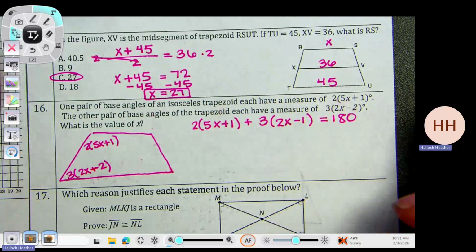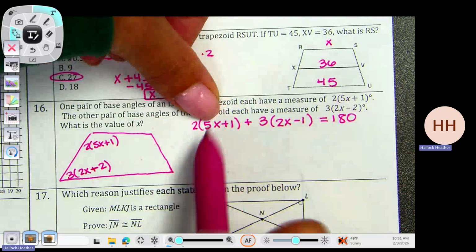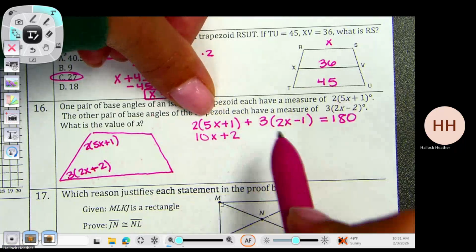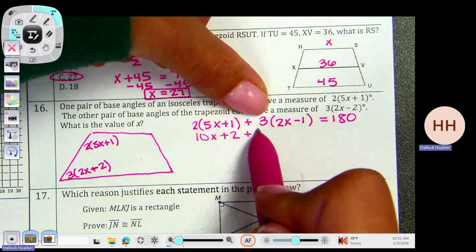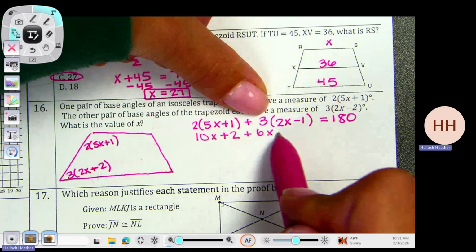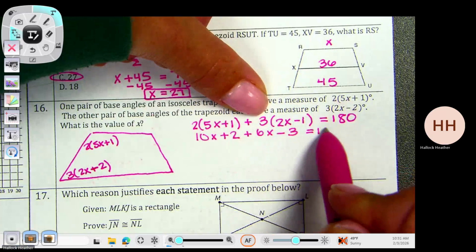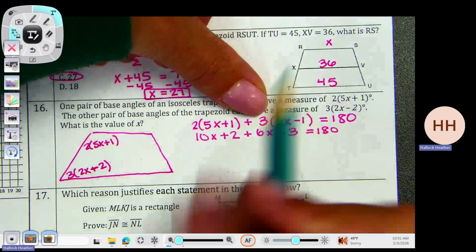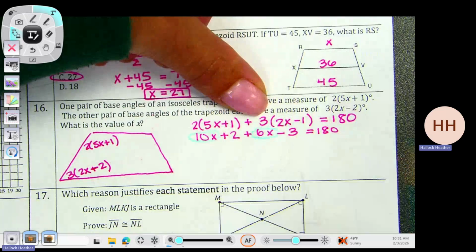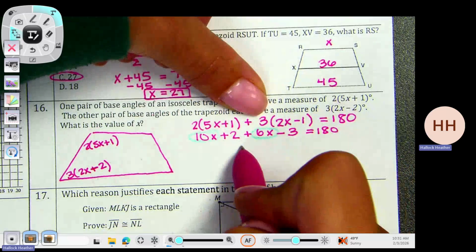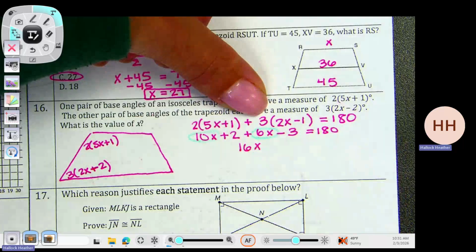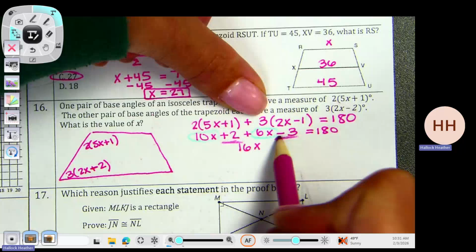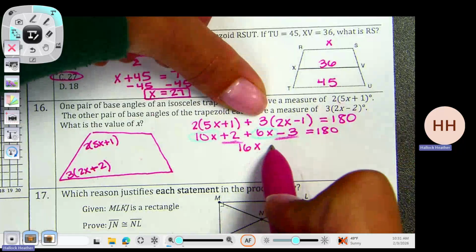So we have a double distributive property. 2 times 5 is 10x. 2 times 1 is 2. 3 times 2 is 6. 3 times negative 1 is negative 3. We're going to combine like terms. So I'm going to combine 10x and 6x. That makes 16x. And then I'm combining 2 and negative 3. That makes negative 1.